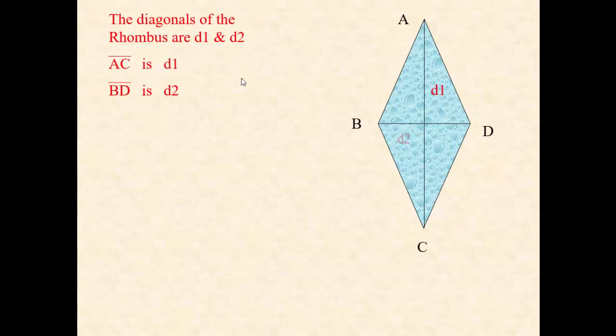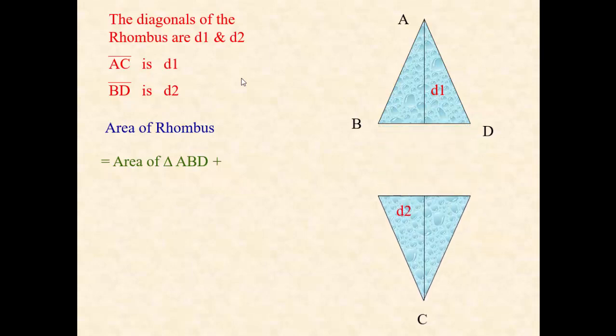Have you another rule? Yes. The rhombus ABCD. Its diagonals AC denoted by D1 and BD denoted by D2. The rhombus consists of 2 triangles. Then area of the rhombus A equals the area of triangle ABD plus area of triangle CBD.